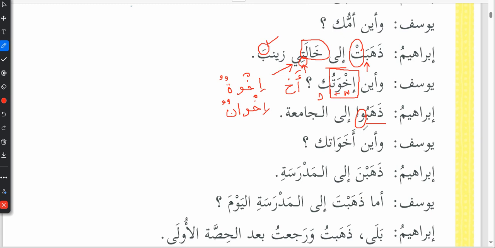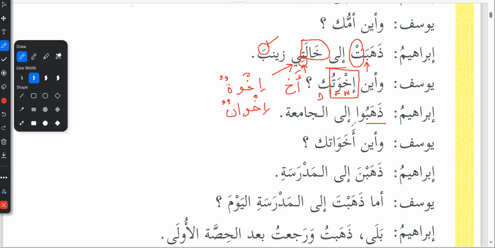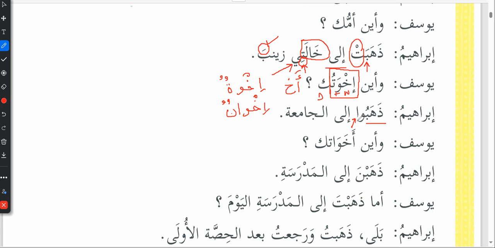Dhahabu. And one may ask, what is this extra alif doing here after the vav? This alif is actually coming to show you that this is the long vowel or the damir attached. It's not the spelling of the verb. So that's the purpose of this alif, and it is known as alif of protection.